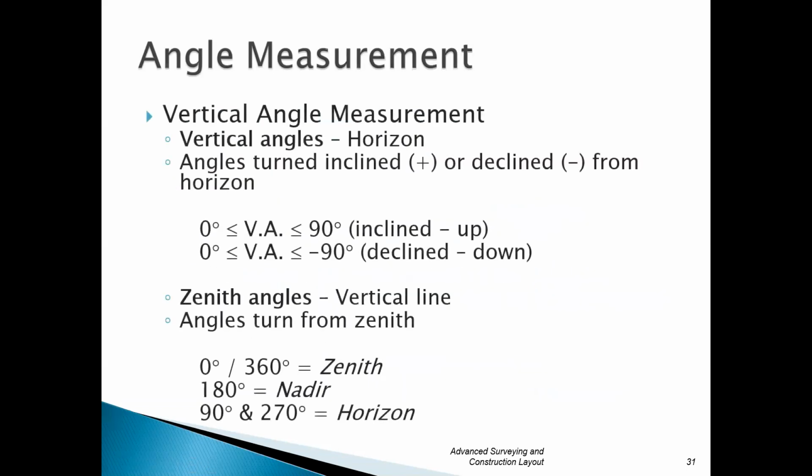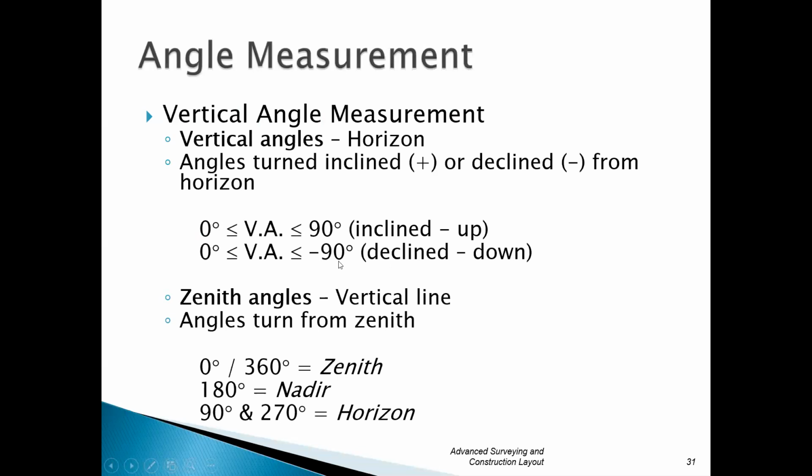Okay, so vertical angles, we talked about that a bit. Vertical angle is typically measured off of the horizon. The horizon is considered to be 0. If you're inclining off of the horizon, that's a plus angle. If you're declining or going downhill, it's a negative. And the vertical angle can only go between 0 and plus 90 for uphill and 0 and negative 90 for downhill.